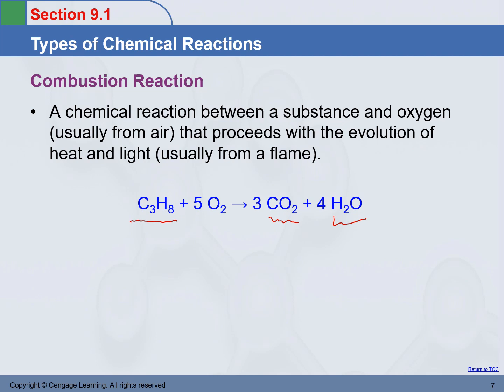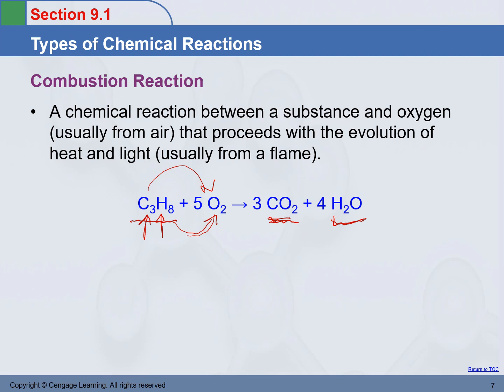So what happens in the combustion reaction is that each element in the substance that is combusted, here we have carbon and hydrogen, each element in the substance will combine with oxygen. Carbon combines with oxygen, carbon dioxide. Hydrogen combines with oxygen, water. That's what happens in the combustion reaction.